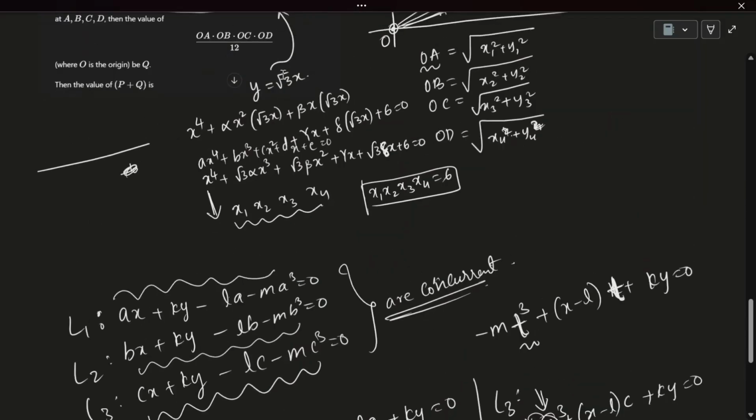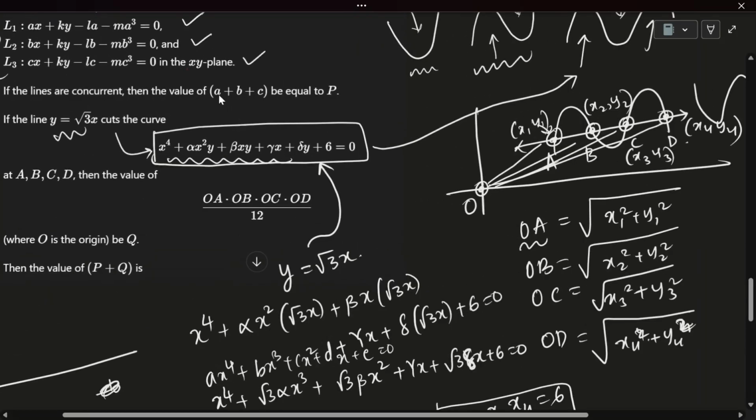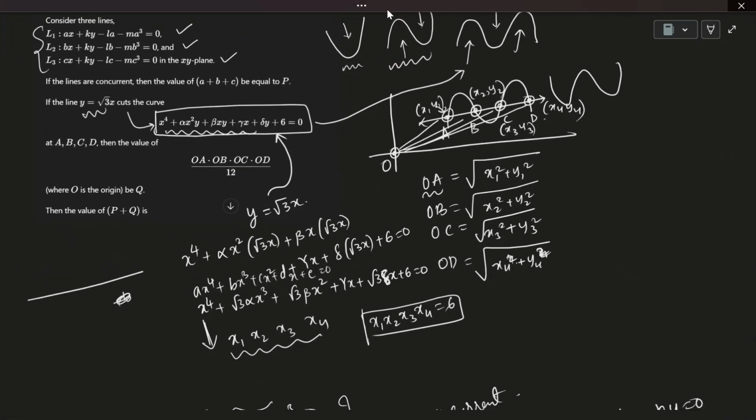So half of the answer is completed. We found the p value now. p plus q is being asked. Actually, p is equal to a plus b plus c, so p value is 0. That's fine. Now, coming to the second part.